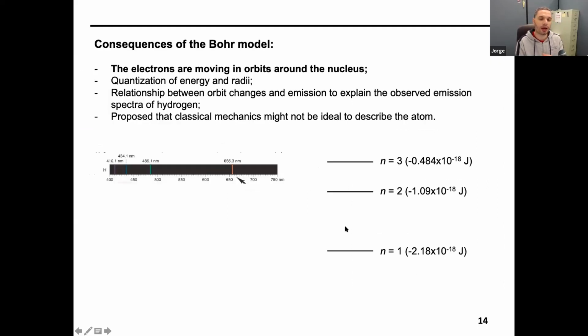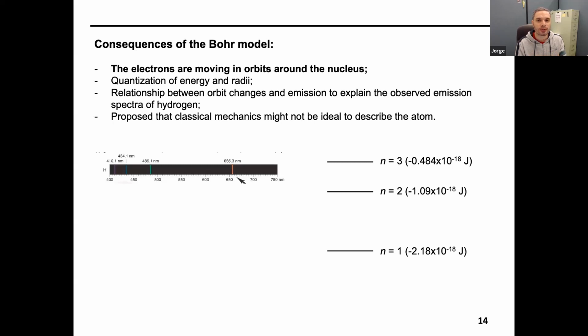So last week, the last thing we talked about was the consequences of the Bohr atomic model. So we realized that the electrons are moving in orbits around the nucleus. That was not such a new thing because we kind of knew that before. A very important part was the quantization of energy and radii. So remember that quantization means that the energy or the radius can only assume determined values and nothing in between those.